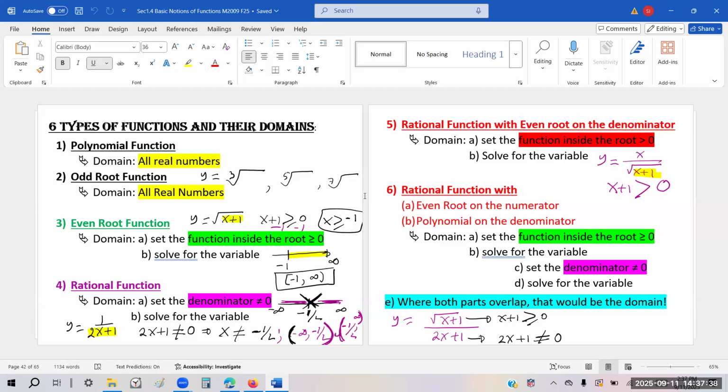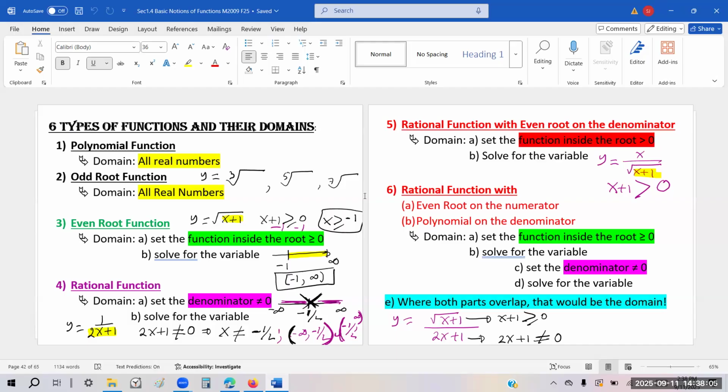So let me refresh your memory with the 4 types. For polynomial and odd root, there is no problem. So domain is everything. For even root function, we cannot have anything negative inside the square root or 4th root or 6th root. So to solve this problem, we take the function inside the radical, set it bigger than or equal to 0, solve for x.